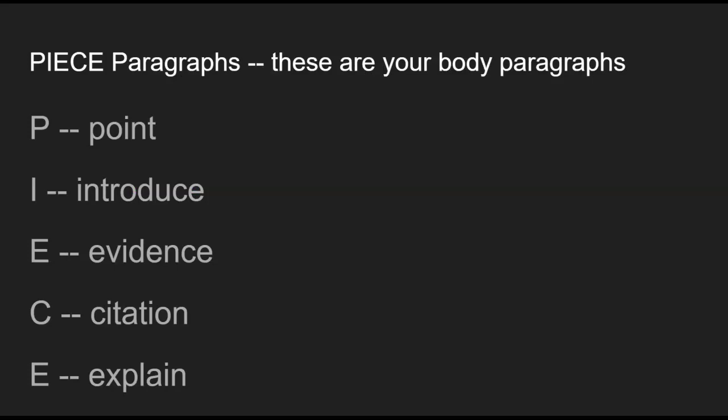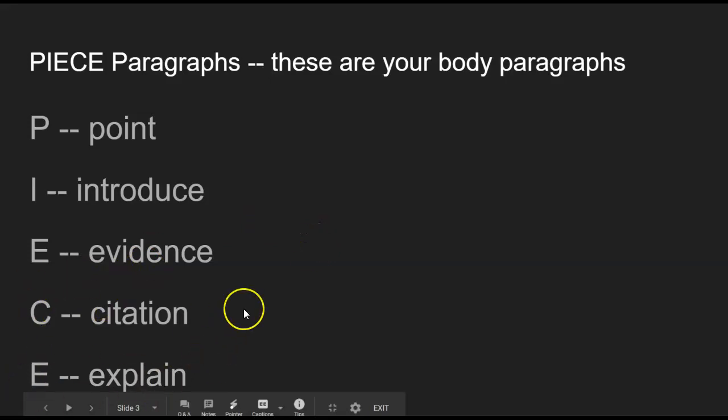So we talked about the piece paragraphs, the body paragraphs, the support paragraphs. This is the structure for a piece paragraph. We've got the point where you're saying this is what the paragraph is about. You may also have heard of this referred to as a topic sentence. We've got the I, which is the introduction to the quote. This is where we use those signal phrases like Dr. Smith says. E is the evidence. This will be a quote, paraphrase, or summary from your research. C, of course, we want that MLA citation.